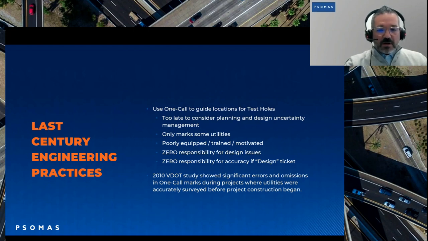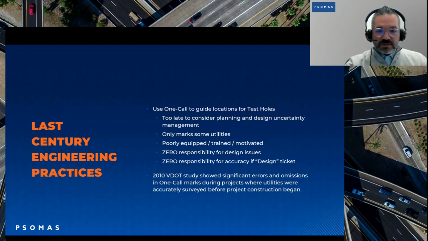Plus, they're poorly motivated. This is somewhat a part of the system when they're being paid by ticket. And now all of a sudden they have like 200 tickets to get done in a day. I'm somewhat exaggerating here, but when they have a lot of tickets to get done in the day, they're driven by getting tickets done as opposed to properly locating utilities and being more accurate.